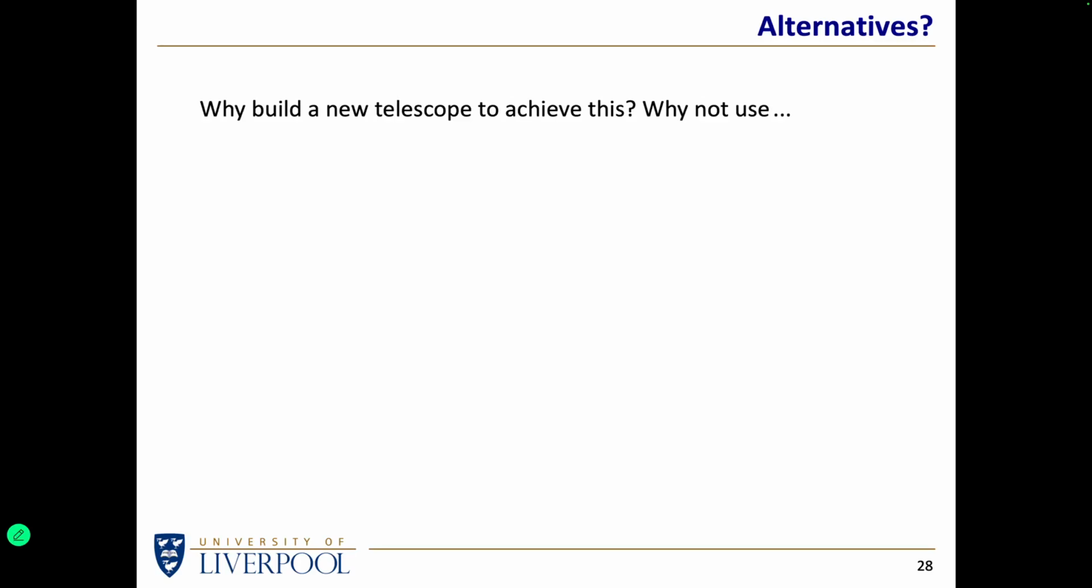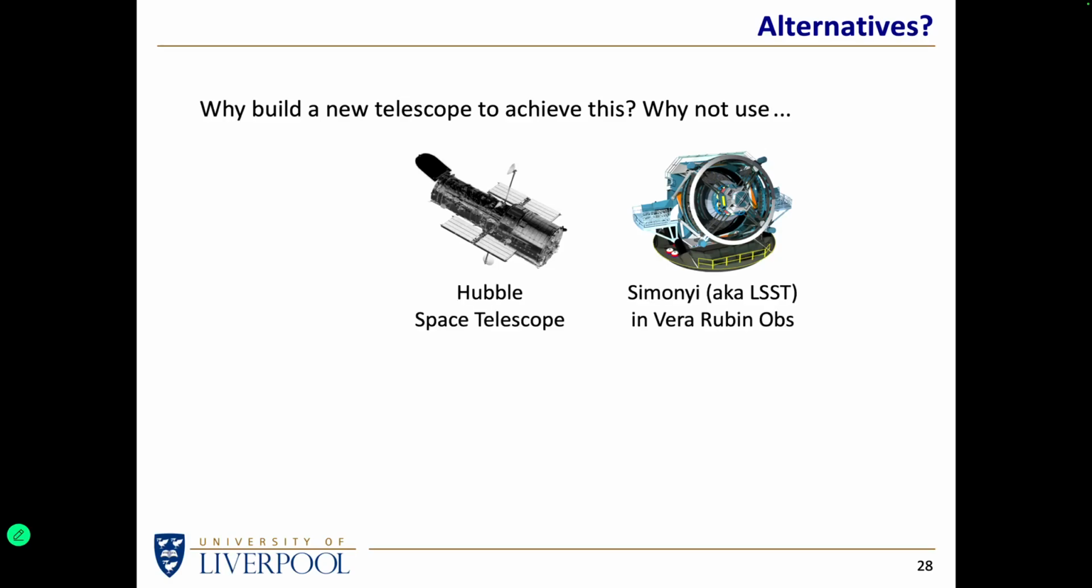So you could ask, do we really need a new telescope? Don't we already have telescopes that are fantastic? Couldn't we use the Hubble Space Telescope? Isn't that an incredible telescope that's able to measure very accurately with very high precision? Don't we have already the Simonyi telescope, the LSST as it used to be known, currently located in the Vera Rubin Observatory? Isn't that able to map out billions of stars?